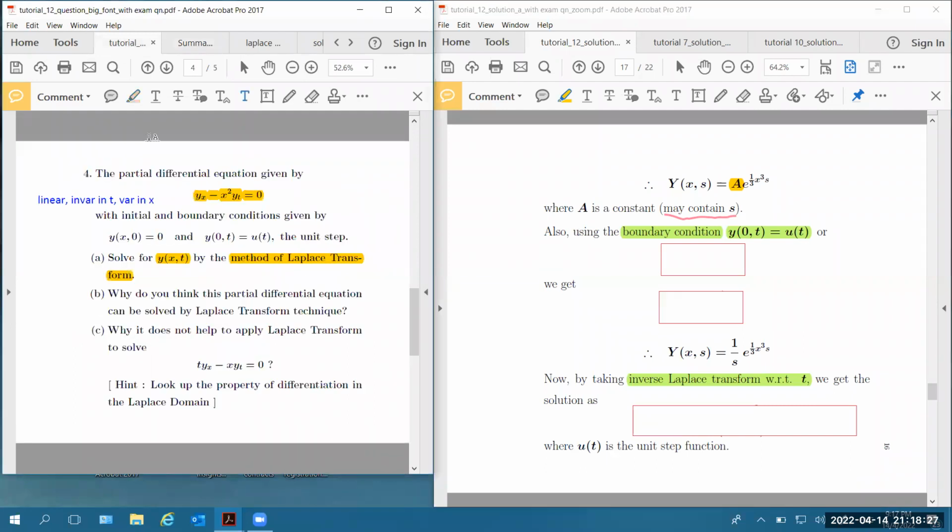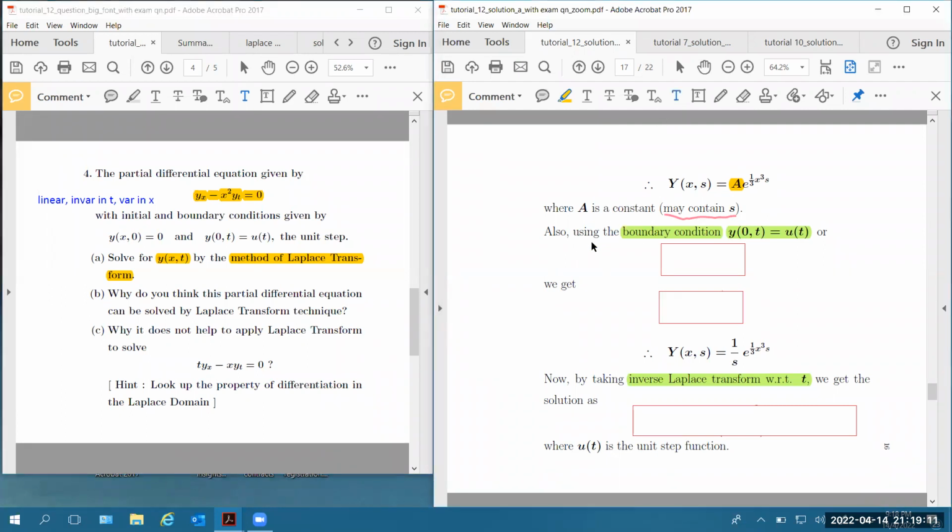Let's see if there is any condition we haven't used. If you look at your question, you have used this y(x,0). So now you're left with one, which is y(0,t) equal to u(t). I'm going to use this in here. Can we use it directly? What do you think? Can you use this directly inside here or not? What do you need to do? Laplace transform. You need to Laplace transform this condition so that your small y becomes big Y. Then you can use it.